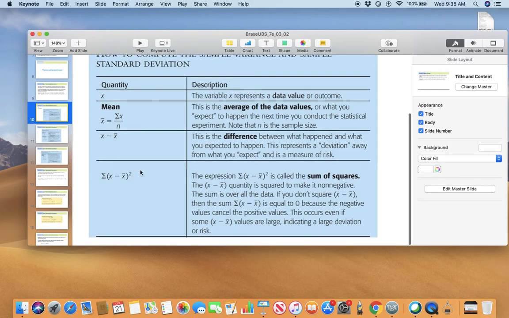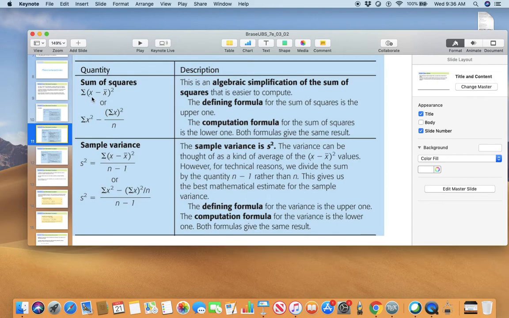Then you square it. If you don't square, then this sum could be 0, because the negative values will cancel the positive values. So you have to square it so that you have a positive measure which you are adding. For each x, take its difference, square it, and add them all up. This is called the sum of squares.